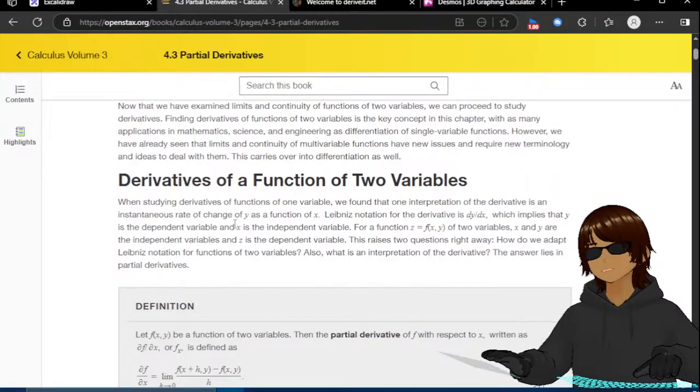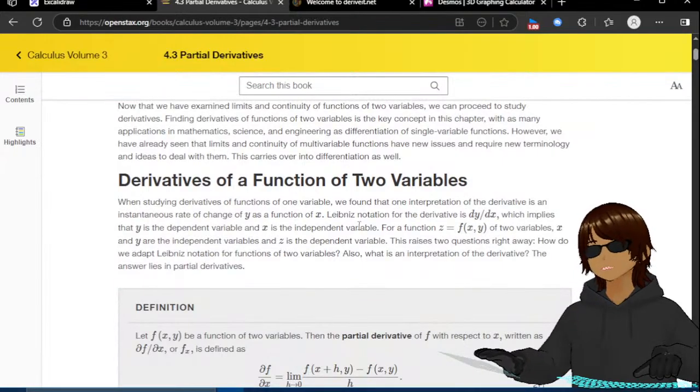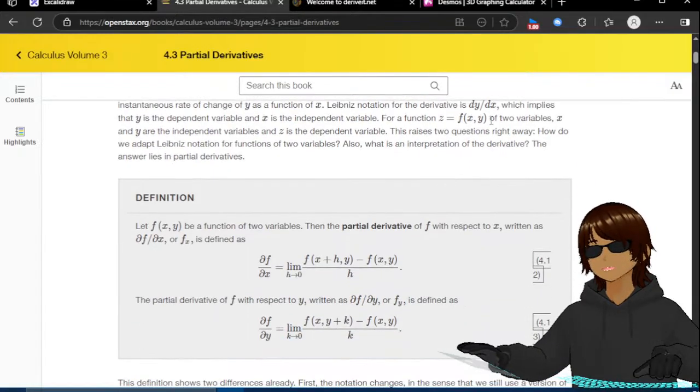When studying derivatives of functions of one variable, we found that one interpretation of the derivative is the instantaneous rate of change of y as a function of x. Leibniz notation for a derivative is dy over dx, which implies that y is the dependent variable and x is the independent variable. For a function z equals f(x, y) of 2 variables, x and y are independent variables and z is the dependent variable. This raises 2 questions right away. How do we adapt this notation for functions of 2 variables? Also, what is an interpretation of the derivative? The answer lies in partial derivatives.